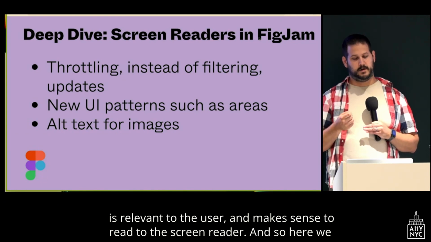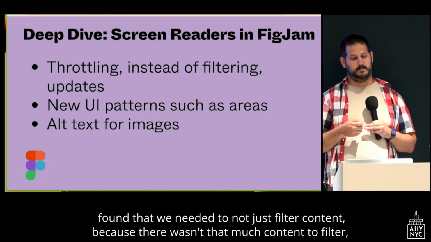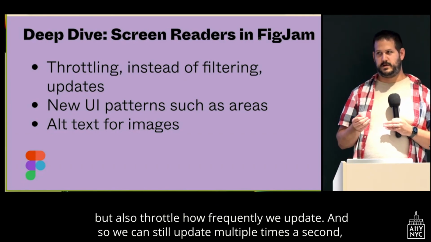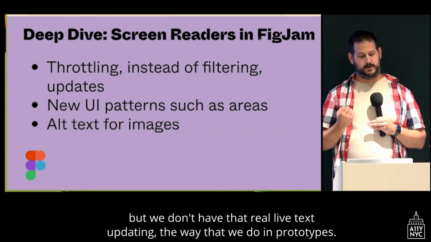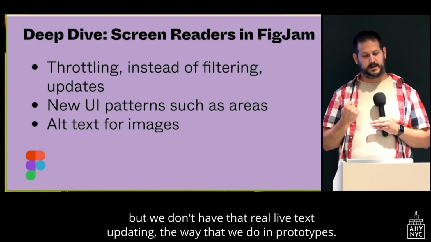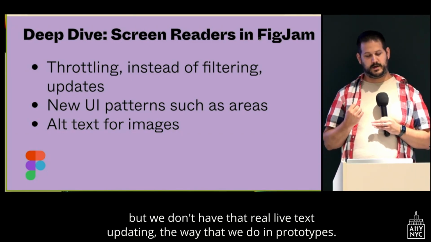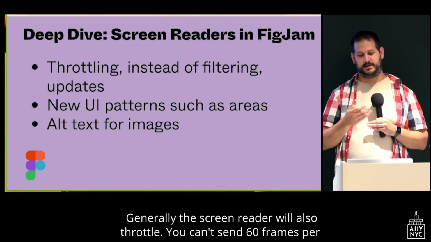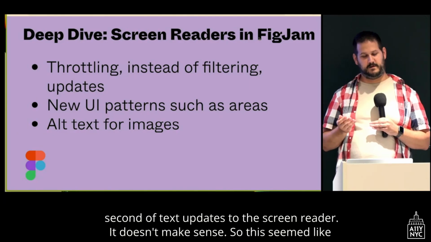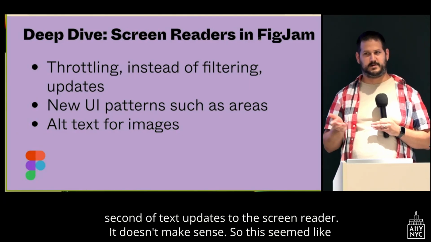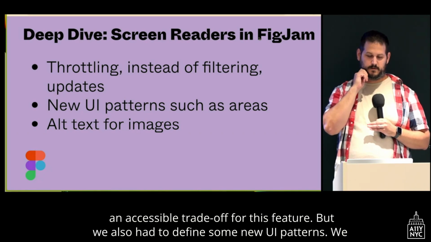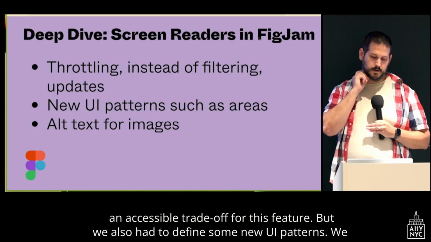to the screen reader. And so here we found that we needed to not just filter content, because there wasn't that much content to filter, but also throttle how frequently we update. And so we can still update multiple times a second, but we don't have that real live text updating the way that we do in prototypes. Generally, the screen reader will also throttle. You can't send 60 frames per second of text updates to the screen reader. It doesn't make sense. So this seemed like an acceptable trade-off for this feature.